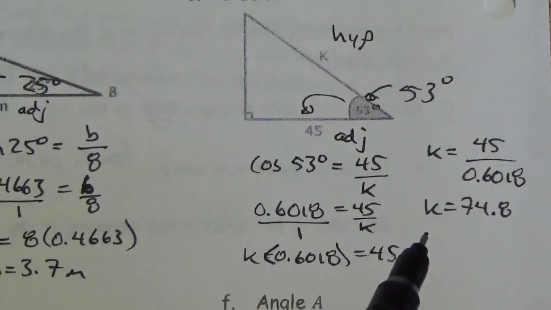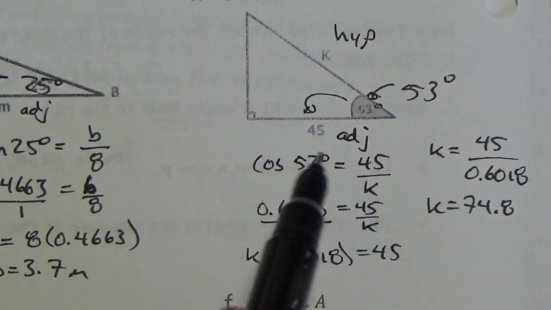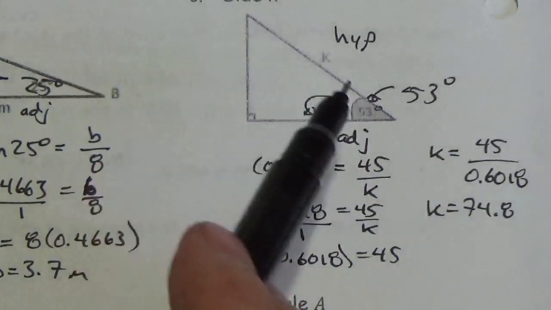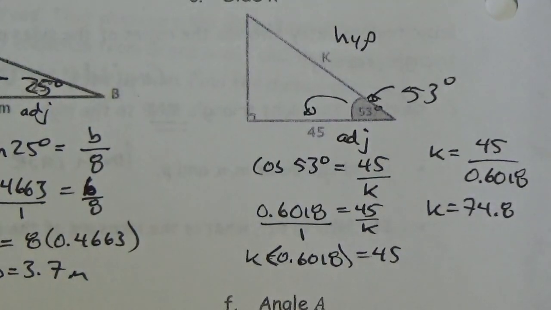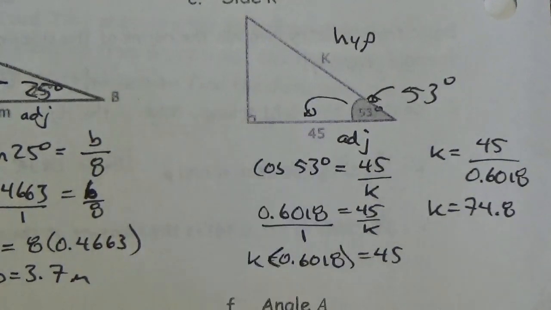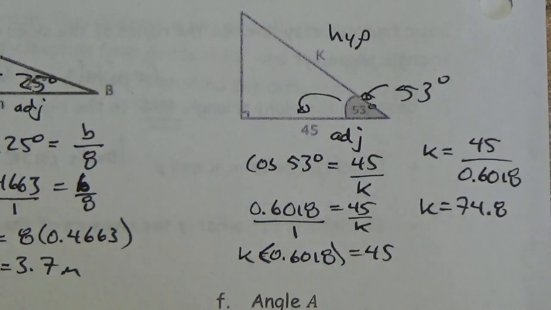I'm reasonably happy that I did that right here, because I know that my hypotenuse should be the longest side in that triangle. And it is. Okay, it's much longer than the 45 that I was given, which is good.